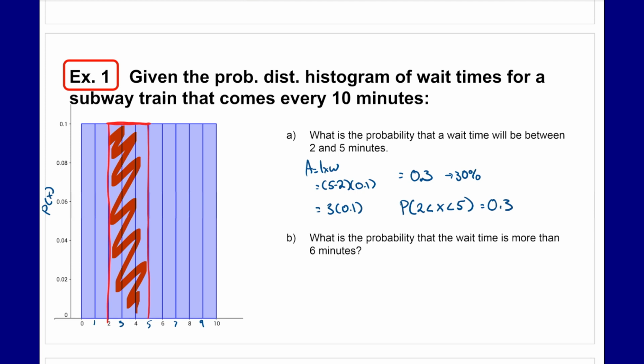Now, what is the probability of waiting more than 6 minutes? Well, more than 6 minutes is going to be looking at the area underneath this line, underneath this section of the graph. So more than 6 minutes goes from 6 to 10. So we're looking for anything in this section.